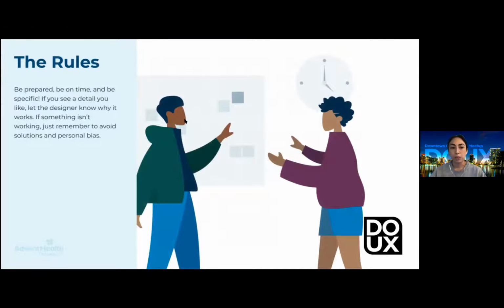So the rules are pretty simple. Be prepared, be on time, and be specific. So if you see a detail that you like, let the designer know why it works. And if something isn't working, just remember to avoid solutions and personal bias.